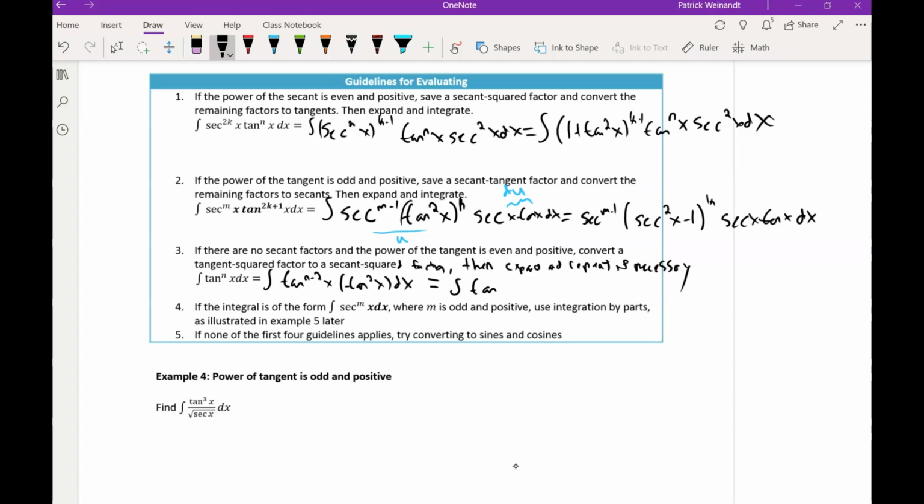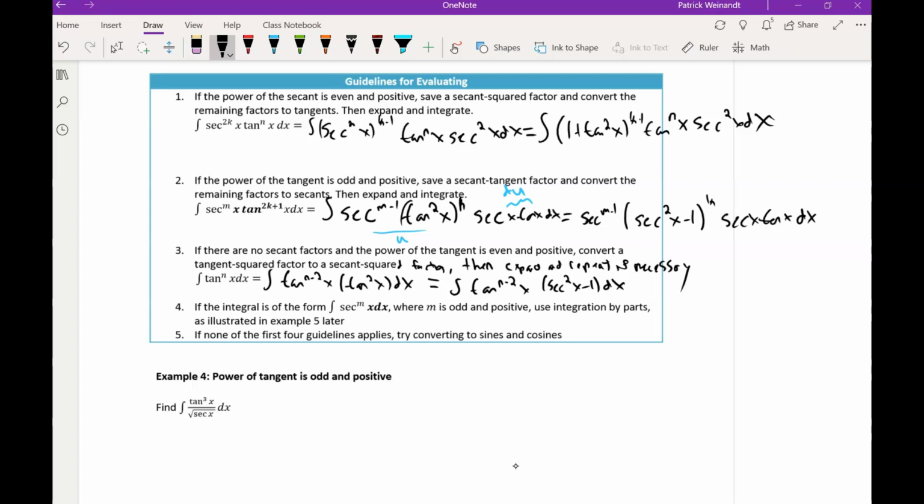So then we'll have tangent to the n minus 2 times x times secant squared x minus 1 dx. And the reason you do that is because now we have our u, we have our du, we know that the derivative of tangent is secant squared, and we can apply the power rule after some arithmetic.